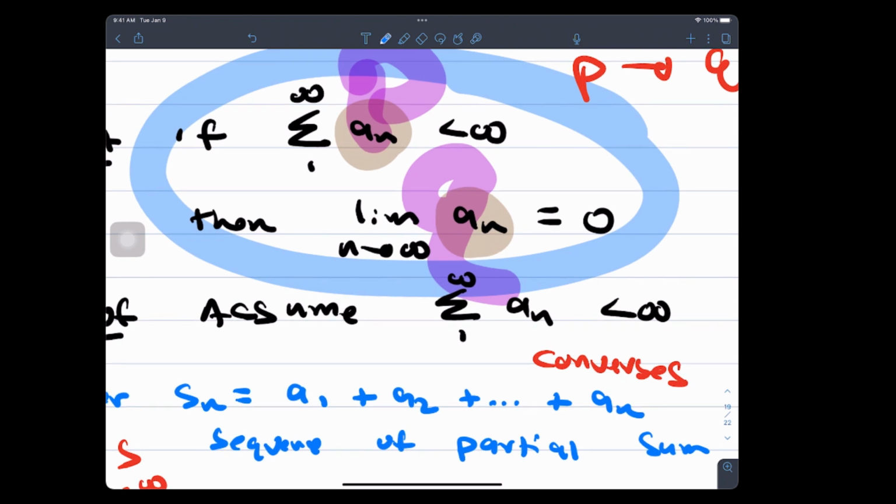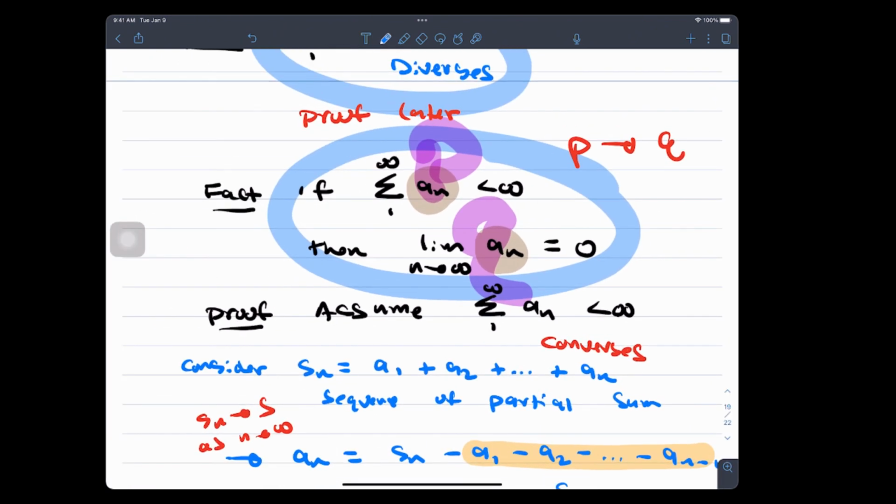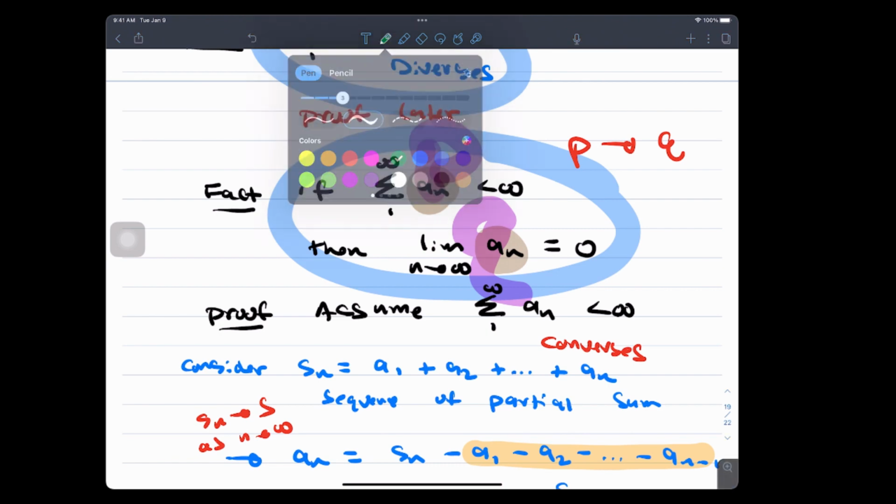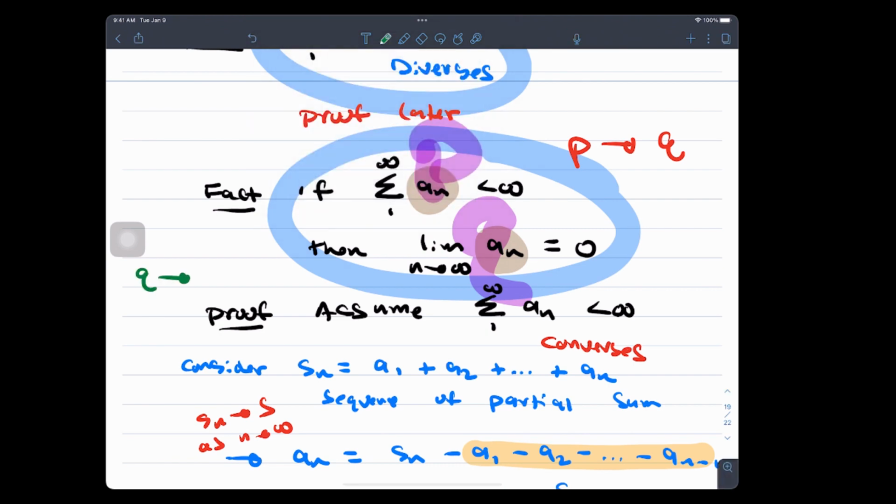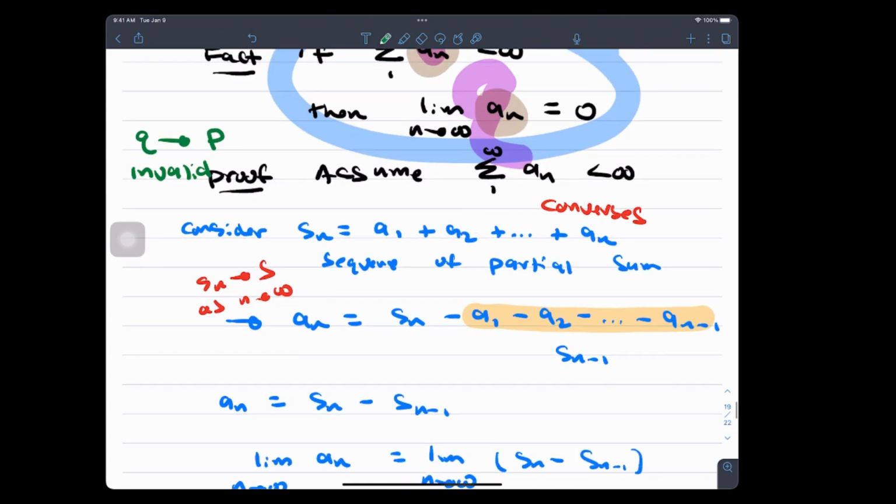I'm going to revisit this stuff again, but I just want to throw out there that if it converges, then the limit of a_n is 0, but it doesn't work the other way around. The converse statement is not valid. What's the converse statement? This statement here is invalid, the converse. Don't read it backwards, but I'll revisit that.